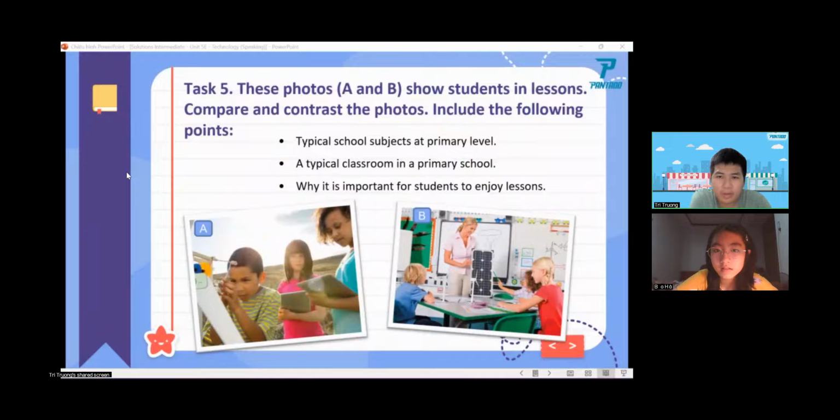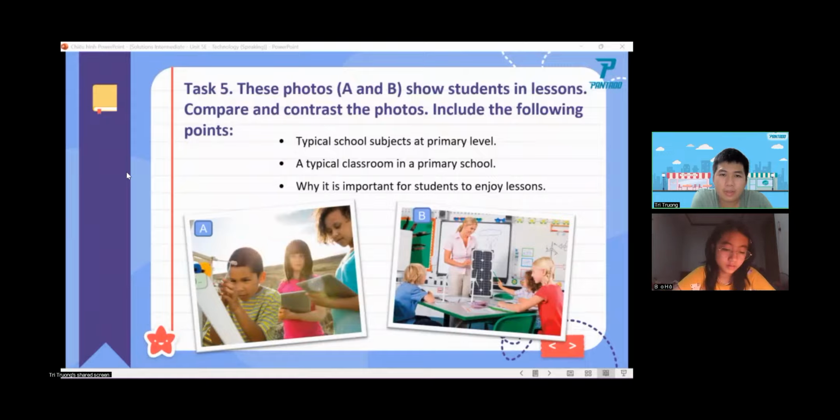Can you talk a little bit about a typical classroom in a primary school for picture B? Like what tools do they have? Can you describe the background, the tools, the toys for a classroom in a primary school for picture B? The picture is more colorful, right? Yes, and more details. They have many models for the students to see, right? Yes.